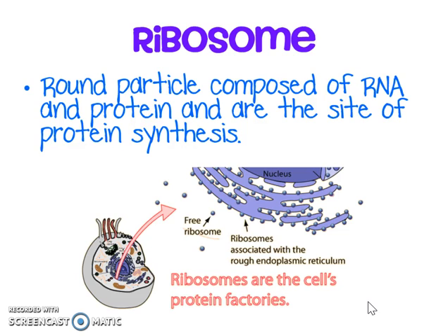Ribosomes, also important. These are the really tiny round particles composed of RNA. We're not going to get into RNA. But pretty much you need to know the ribosomes, and if you look down here, are the cell's protein factories. Ribosomes are important to make proteins, and proteins are super important for us.